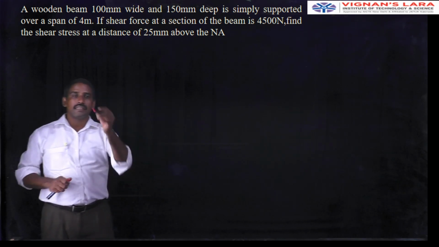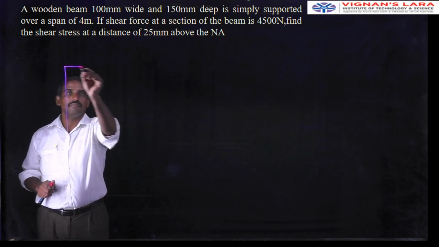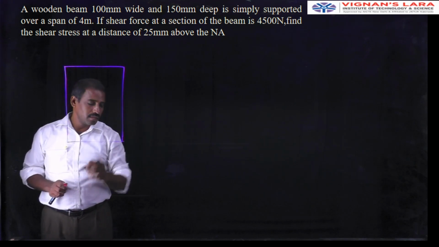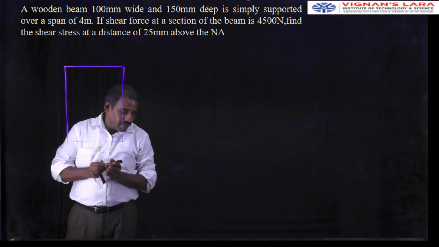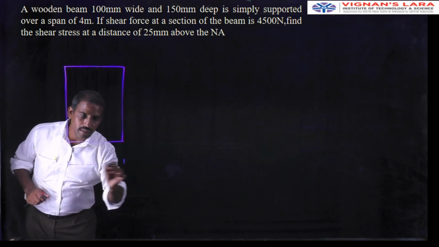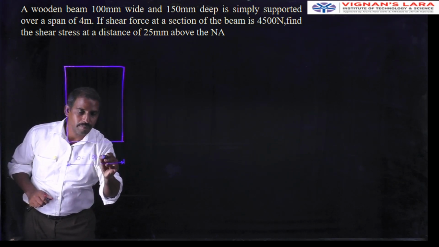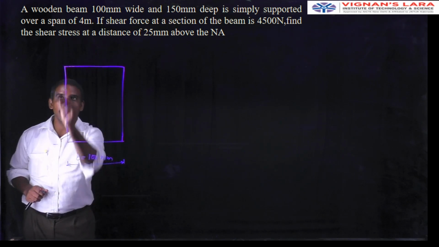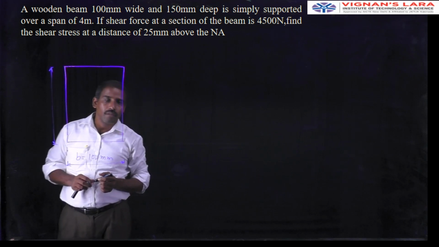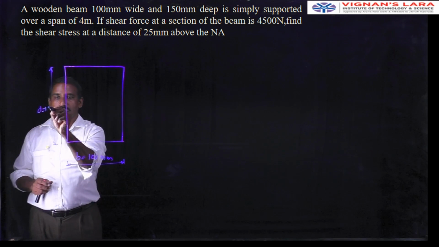So for that, let us plot the graph. Say this is a beam, a simply supported beam. What about the dimensions of this one? The width is 100 mm, represented in this case as B, which is equal to 100 mm, and the depth of the beam is 150 mm, represented as D, that is equal to 150 mm.